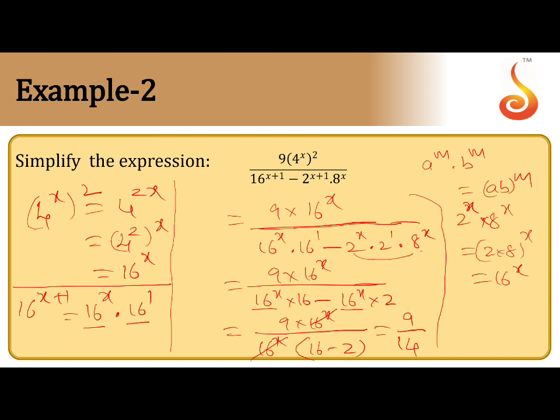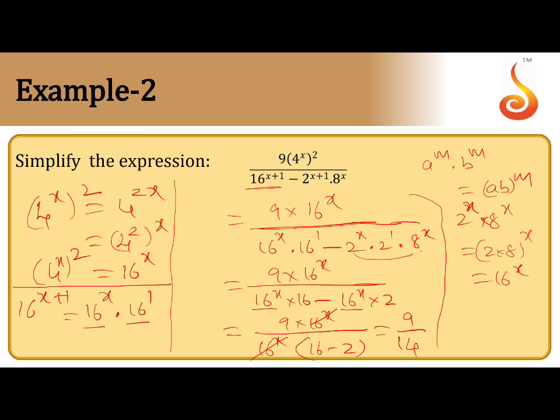What is the value of 4 square? 4 square is 16, so 16 raised to power x. The value of 4 power x whole square is equivalent to 16 power x. So next, 16 power x plus 1 you can write as 16 power x into 16 power 1.